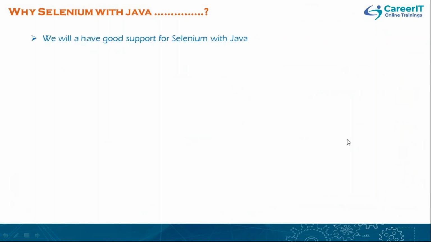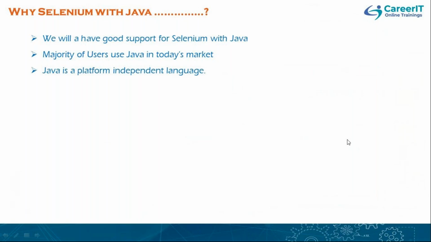Because Selenium with Java has a lot of user base, guys. There will be good support if you learn Selenium with Java, because 80% of the people in the world are using Selenium with Java. So whenever you get stuck somewhere, whenever you post any question, you will get a lot of support from Google. Majority of users. And Java is a platform independent language. That is, you can write Java code in Windows and run the same in Linux, Unix or any platform. Platform is nothing but the operating system here.